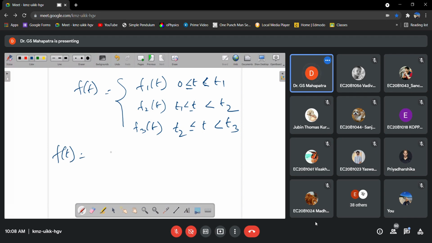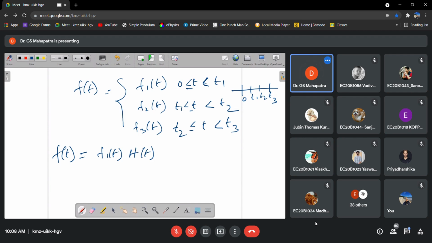Let us consider the first one only, with no second one. The function is defined from 0 to t1, t2 and t3. Just tell me what the function will be if only f1 is there. What will be the Heaviside function, so that we can write f of t in terms of it? f1t times H of t, correct? Since a is 0 here.